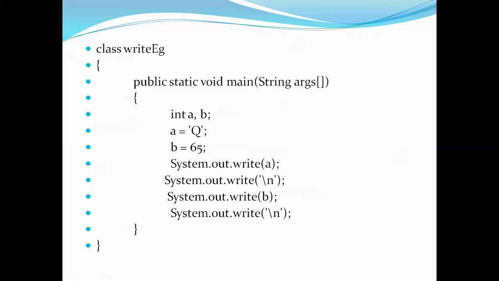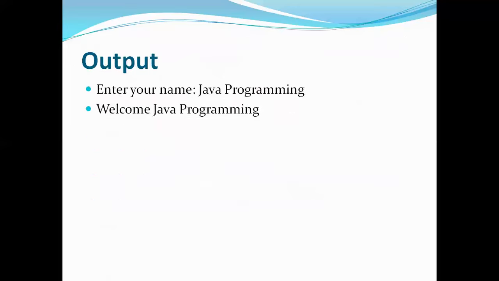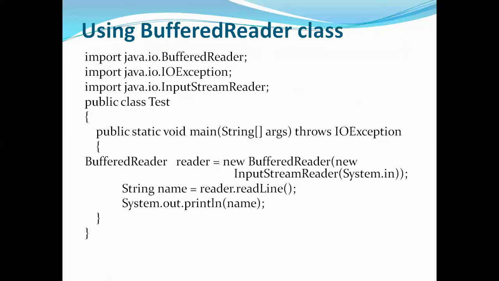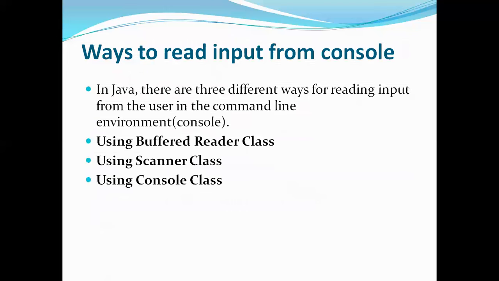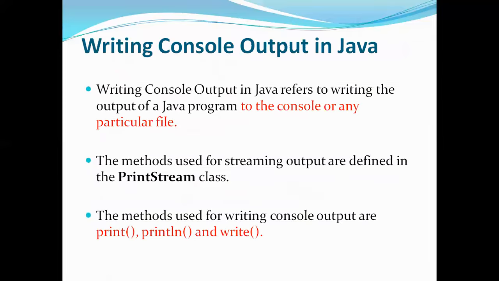Let's recall what we have discussed in this session. We have seen how to read the input from console. Reading the input from console is done using three classes: BufferedReader, Scanner and Console class. Whereas writing the output onto the console is done using three methods, that is print, println and write. We have seen that print is only for console, println is used for directing to console and other sources, whereas write is only for console.